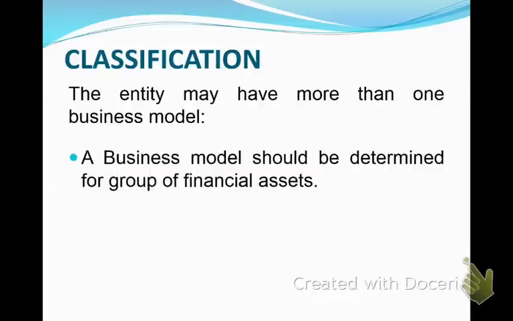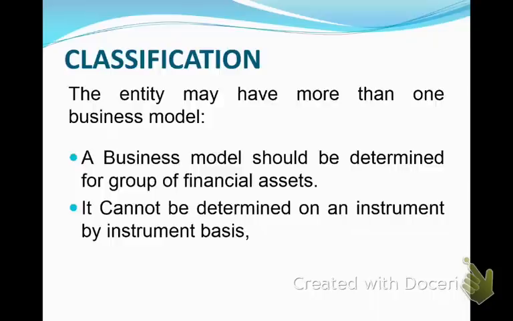Now, an entity may have more than one business model. A business model should be determined for a group of financial assets. So we cannot determine it on an instrument by instrument basis. Although we can have different models where you will allocate certain financial instruments to a certain model and other financial instruments to one of the other models, you have to do it on a group by group basis, allocating the same assets to the same type of business model.